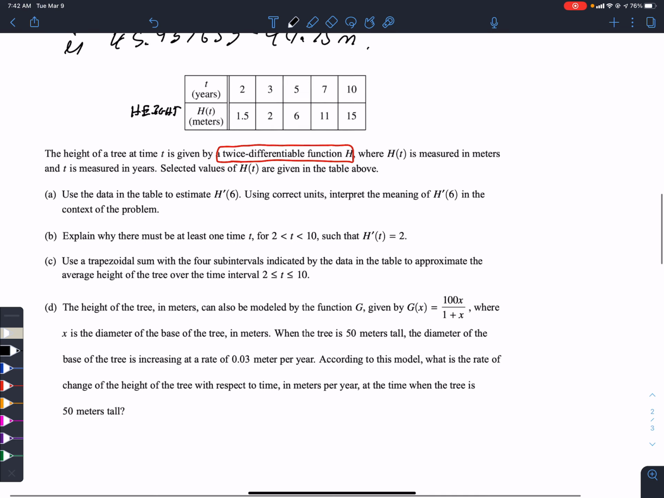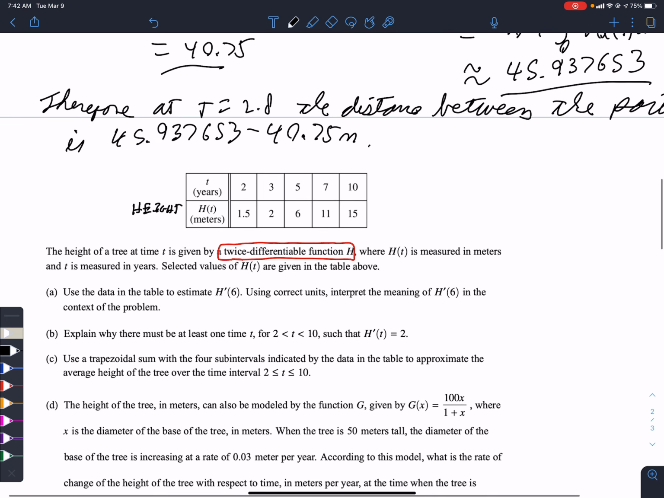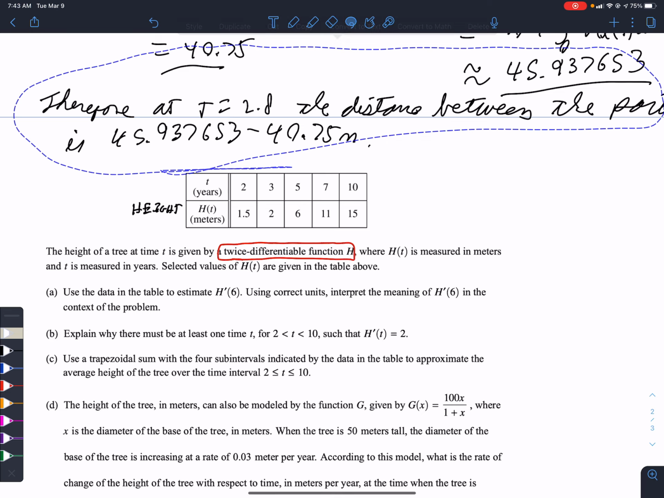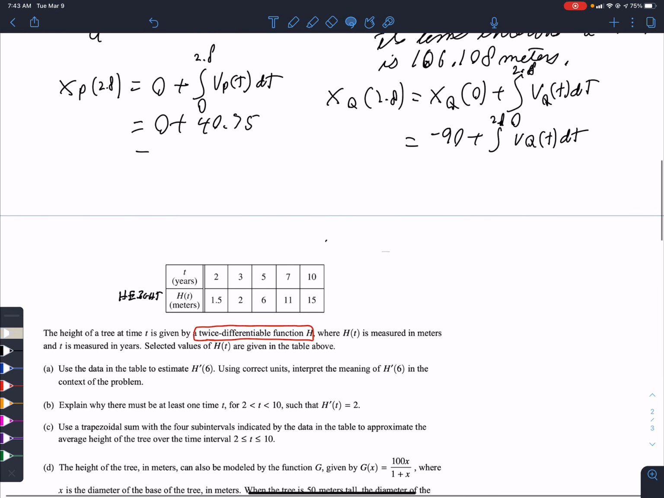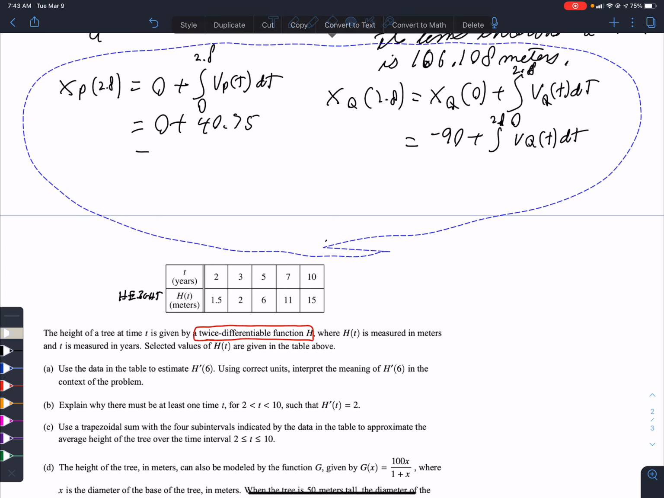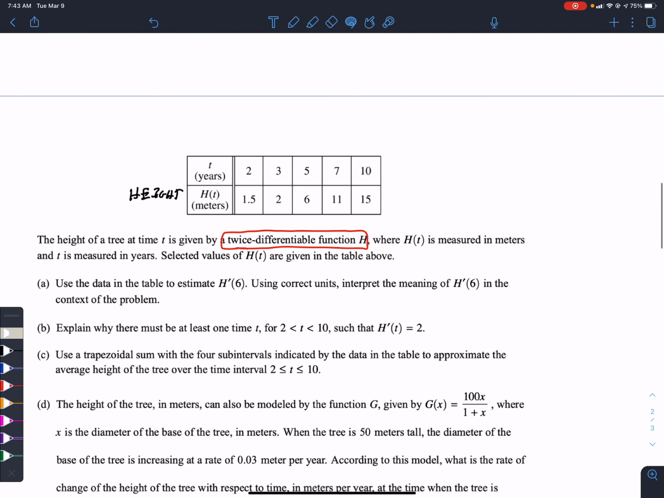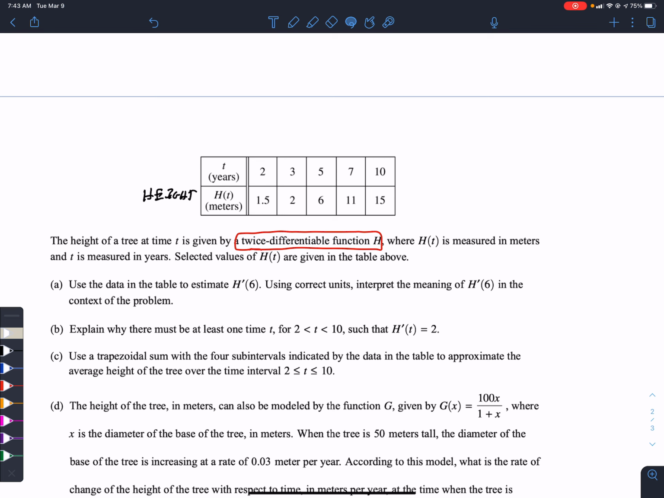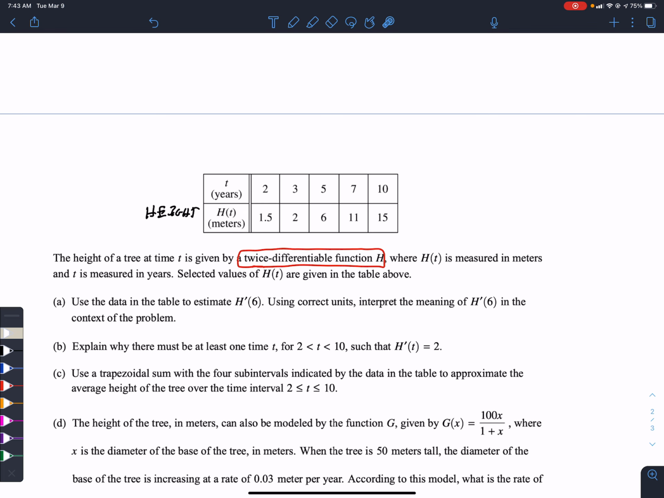Part A. Use the data table. Let me erase this part above here. We'll do part A above. Use the data table to estimate h prime of 6. So we want the instantaneous rate of change of h at 6, or the derivative of h at 6. We don't have the function h, so we can't just take the derivative. That's why we're going to estimate it. And this is a very common question on data table problems. How do you estimate that? I'm going to give you a rough review of how we do that.